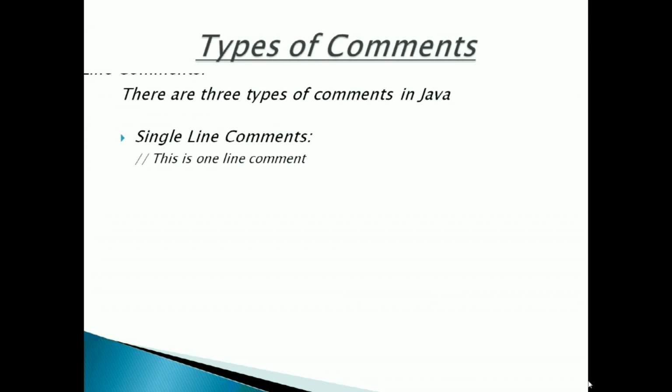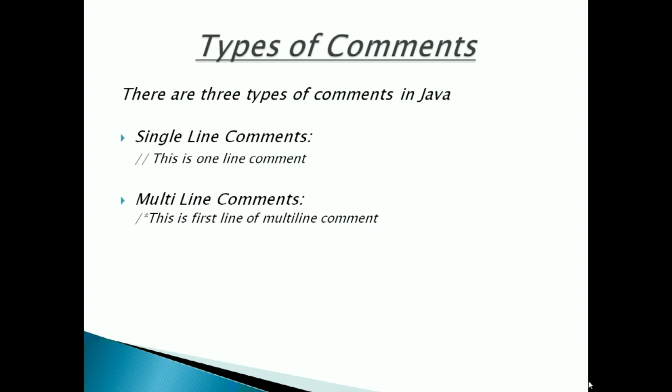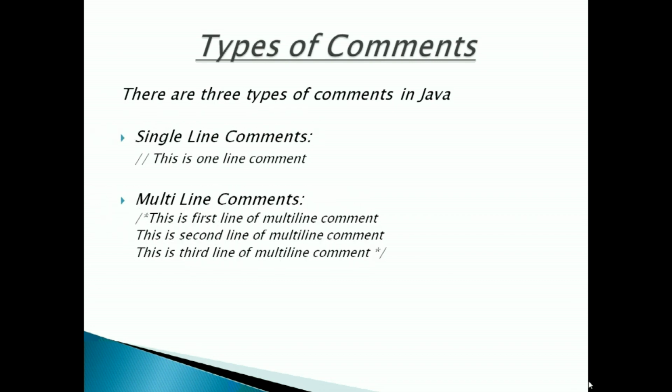Now next is multi-line comments. These comments are used for representing several lines of comments. These comments start with slash star and end with star slash. In between slash star and star slash, whatever is written is treated as a comment. For example, like slash star, this is my first line comment, this is my second line comment, this is my third line comment, and I'm closing star slash. So this is about multi-line comments.